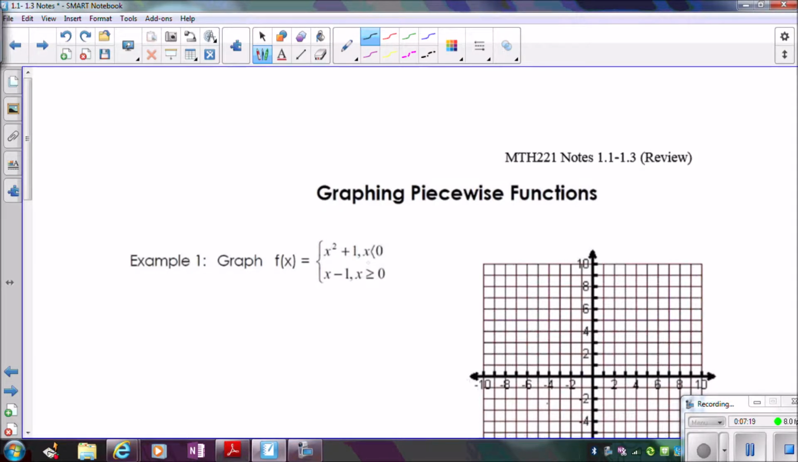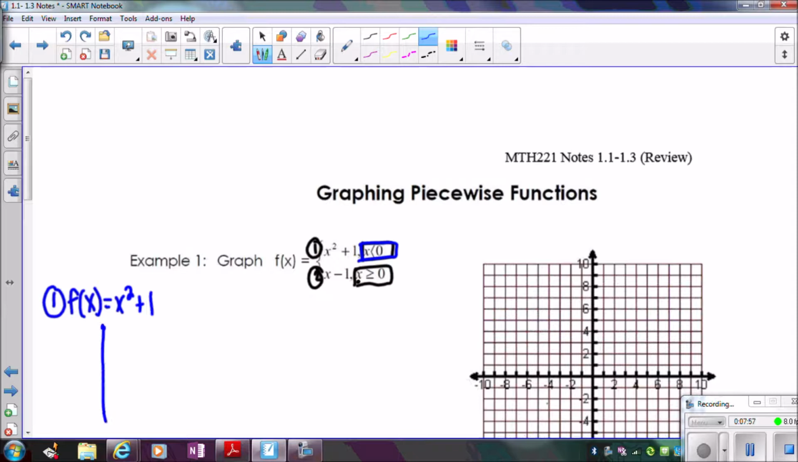So this first one, you recognize from the first example we just saw. Now we're going to graph it. So I have my two conditions. That's going to tell me how I'm going to decide when to use which graph. So what I'm going to do is start with function number 1. Function number 1 is f of x equals x squared plus 1, and I'm only going to use this when x is less than 0, not equal to it, just less than 0.